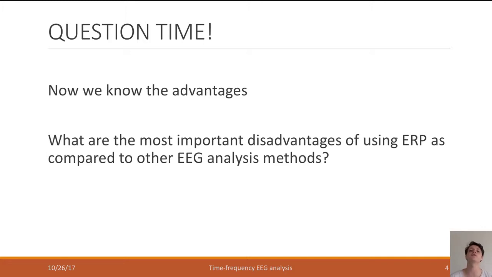This is basically the first thing I want to ask you. After this, the lecture will go on pause, and you can fill in your answer on the website. Now you know the advantages of ERP, because we already had 2 lectures on ERP, but what are the most important disadvantages of using ERP as compared to other EEG analysis methods? I'm not looking for answers like ERPs don't have a very good spatial resolution, because we know that. But if you compare it to other EEG analysis methods, think about what type of information is completely in the ERP data and what type of information you lose. What are the most important disadvantages of using ERP?